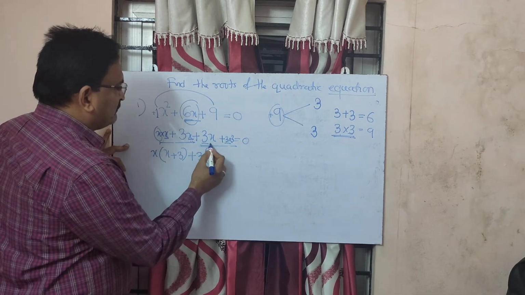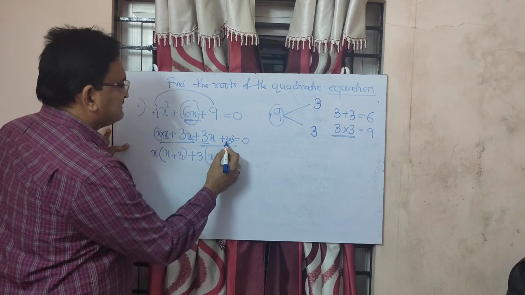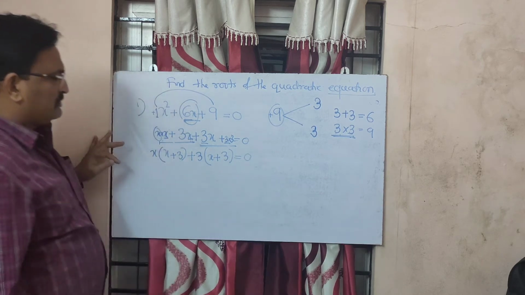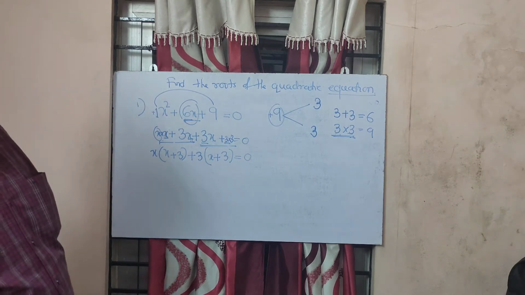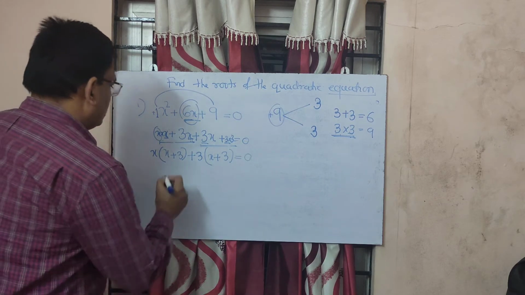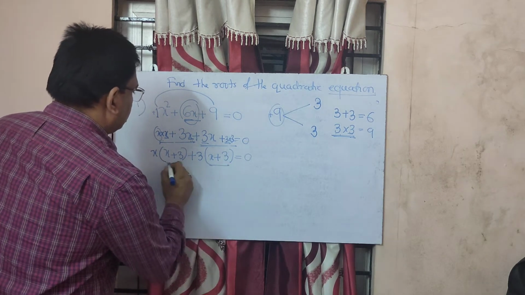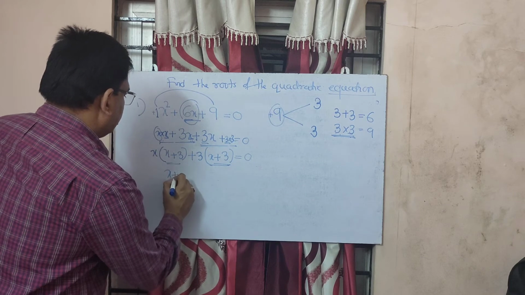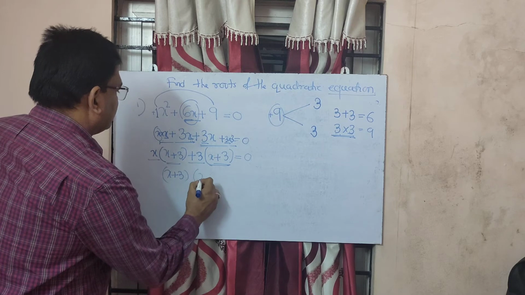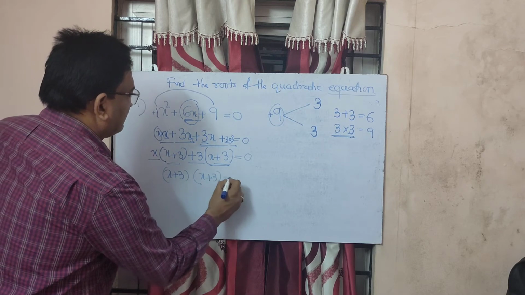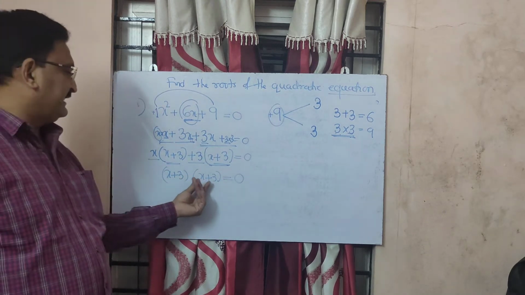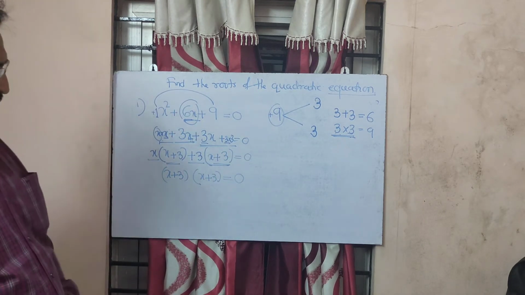If you take out x plus 3, what remains? x remains. When x plus 3 is taken out, what remains? Common x plus 3, what is remaining? x plus 3. So x plus 3 is equal to 0.